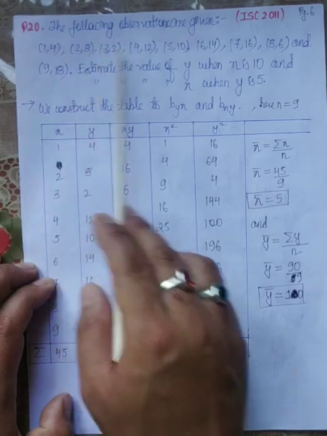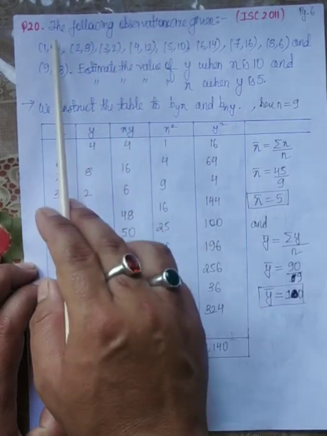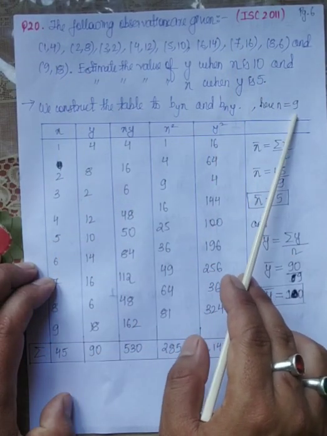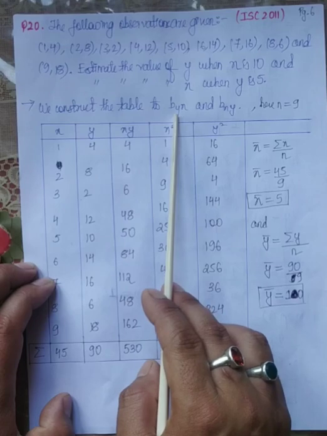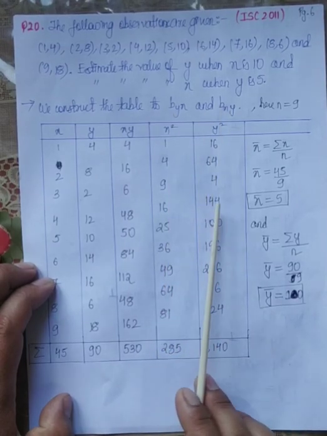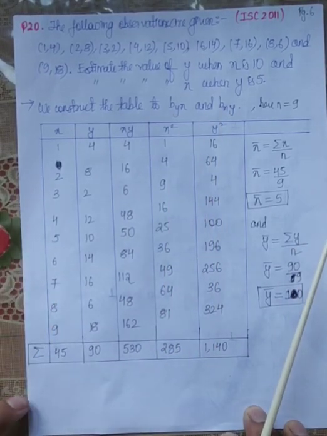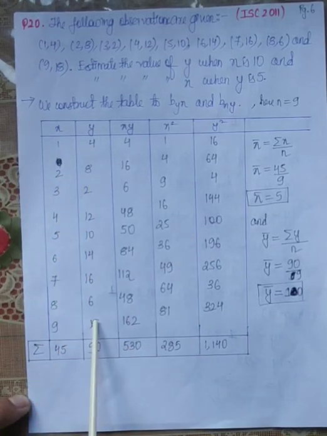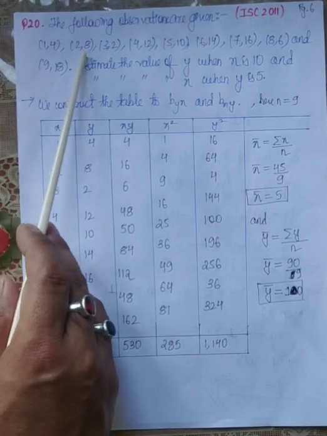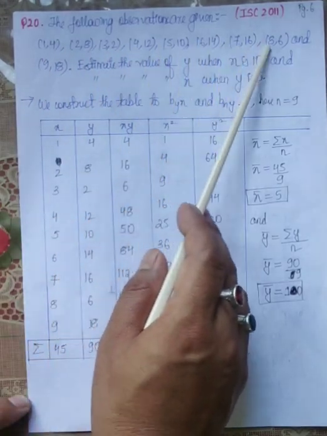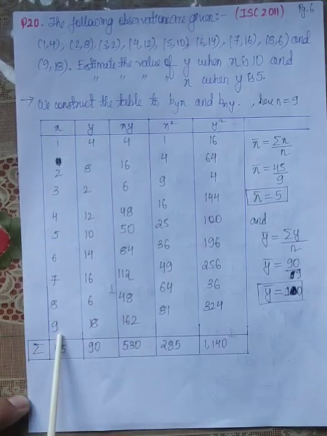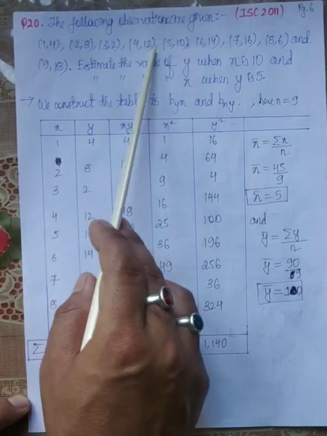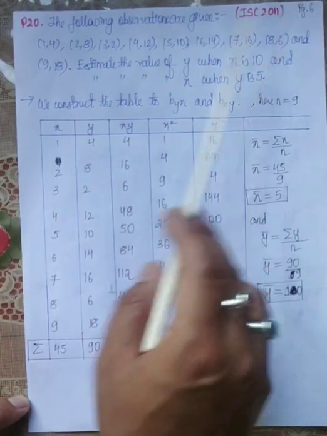Right, if you count, there are 9 values of x and y. 1, 2, 3, 4, 5, 6, 7, 8 and 9. So hence the value for n is 9. Clear? So we construct a table to find byx and bxy. So how will you do the construction? Again in the same format. Keep the first column for x, keep the second column for y. The values for x are 1, 2, 3, 4, 5, 6, 7, 8 and 9, which is this. Clear? The values for y are 4, 8, 4, 8, 2, 12, 10, 14, 16, 6 and 18.